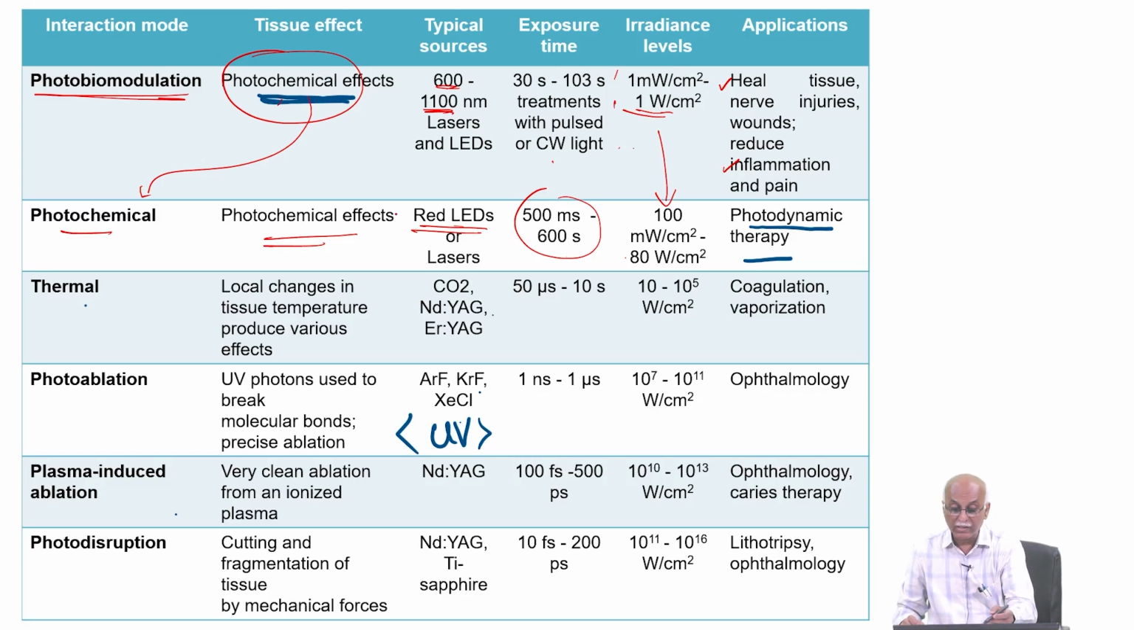Subsequent to this is the thermal effect, which depending upon temperature can be coagulation, vaporization, or ablation, to remove a layer. If I want to remove the cornea structure, I can use that. I can remove kidney stones, I can remove plaques, etc.